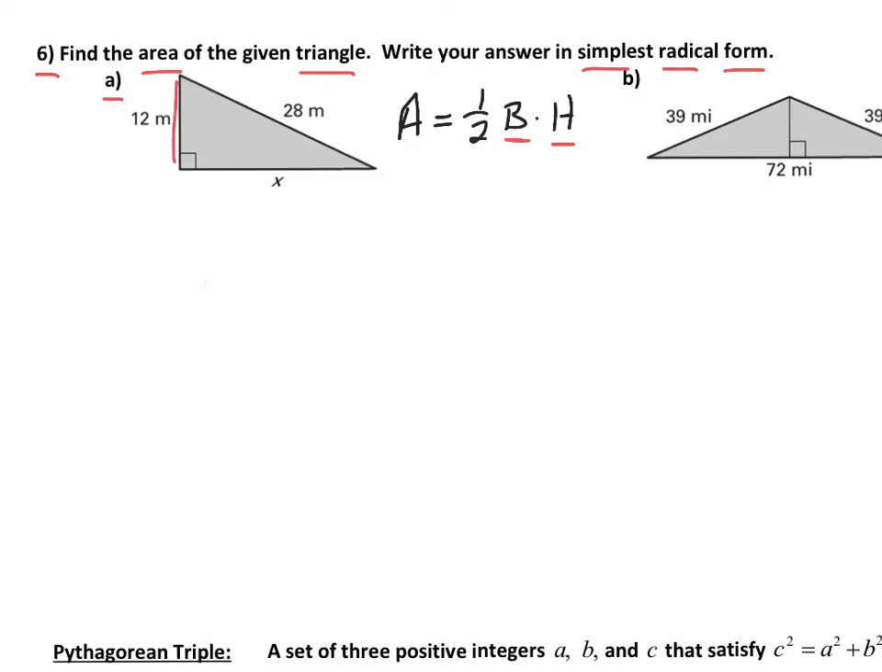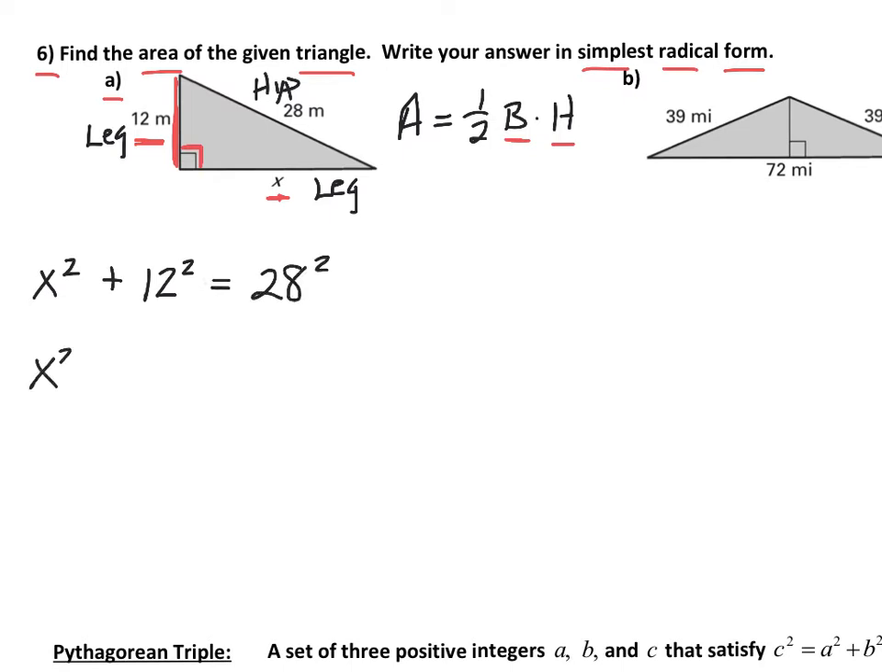So it looks like I definitely have my height, which is 12 meters. But I do not know the length of my base. Now, fortunately, we are dealing with a right triangle. So I'm going to label my sides. It looks like the longest side across from the right angle is that 28 meters. 12 is one of the legs, and x is one of the legs. So let's go through and plug it into our formula. It looks like I'm going to have x squared plus 12 squared equals 28 squared.